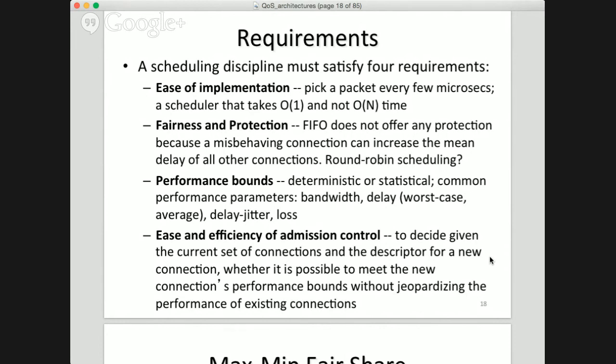Second, fairness and protection. I want one misbehaving connection not to disrupt all other connections. And of course, FIFO is not good for that, because basically if a connection sends a lot of packets, it can starve the other connections. The other connections don't get anything. Ideally, I would like to have some performance bounds, which can be deterministic or statistical, and they can be in terms of bandwidth, in terms of delay. Typically, they are given in terms of delay, as we will see in a couple of classes, delay jitter, and packet losses. And last but not least, as one of the 4 pillars is admission control, I want a scheduling discipline that makes it easy to design admission control policies.